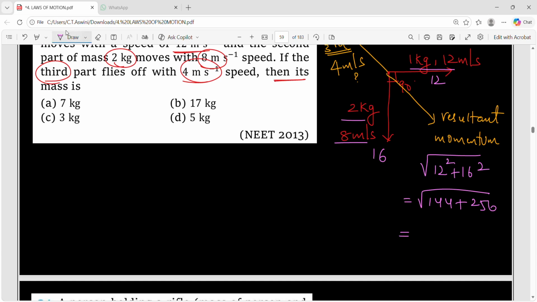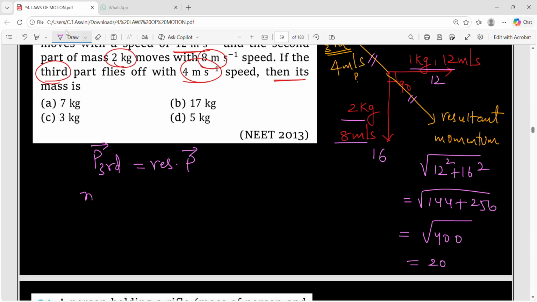How much will you get? 144 plus 256, it's 400. Okay, that means it is 20. So this is the resultant momentum. Now if you see the diagram, this resultant momentum is equal to the momentum of the third part. So the momentum of the third part must be equal to what? Resultant momentum.